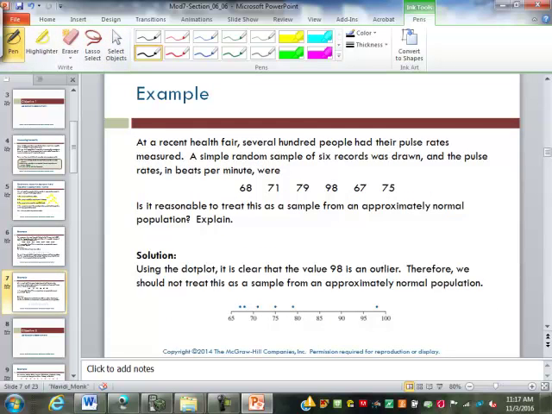Now, however, here we've got this recent health fair. We found the pulse rates for people. This one, I would say that is an outlier. At the very least, it's highly skewed. Extremely highly skewed, very much so. So this would not be treated as approximately normal.